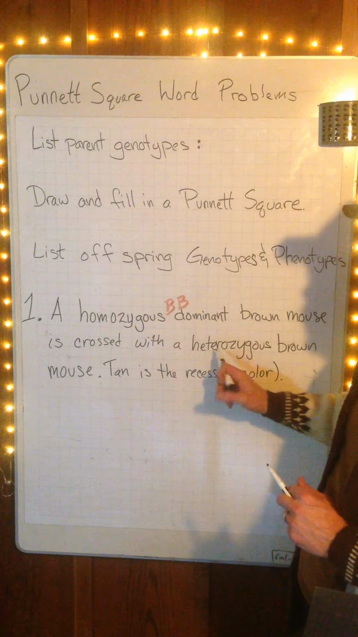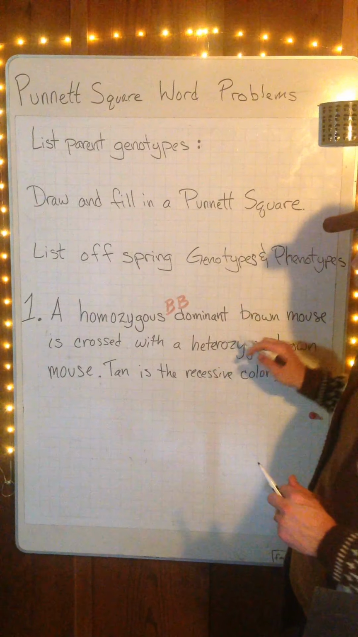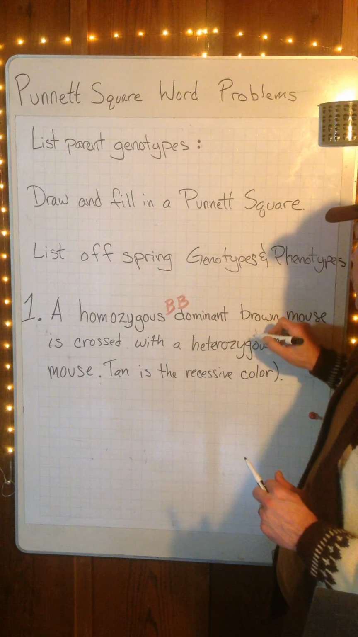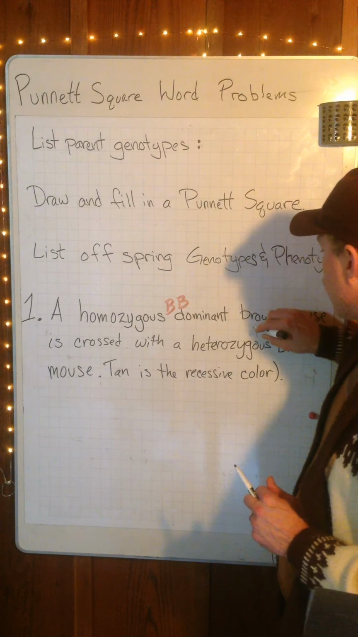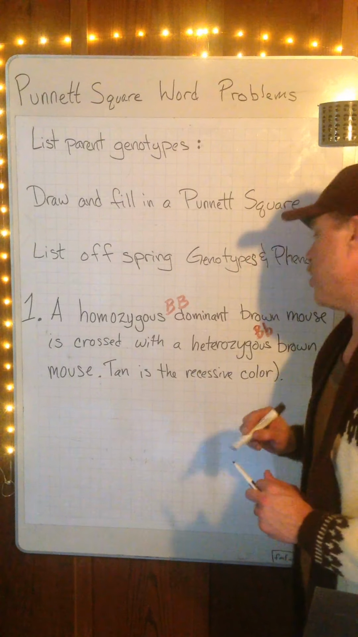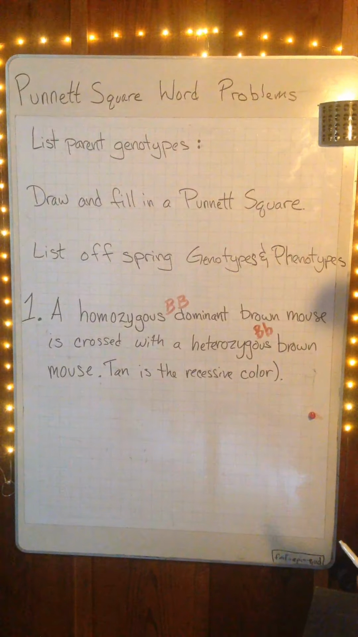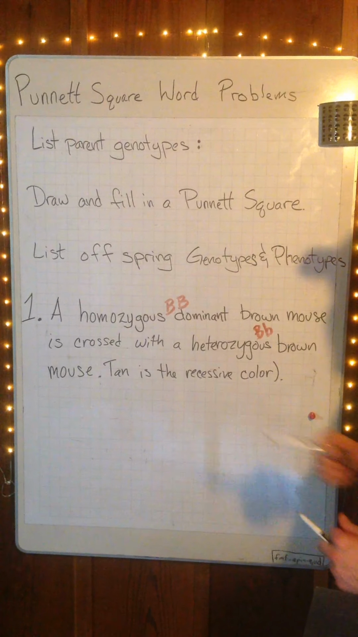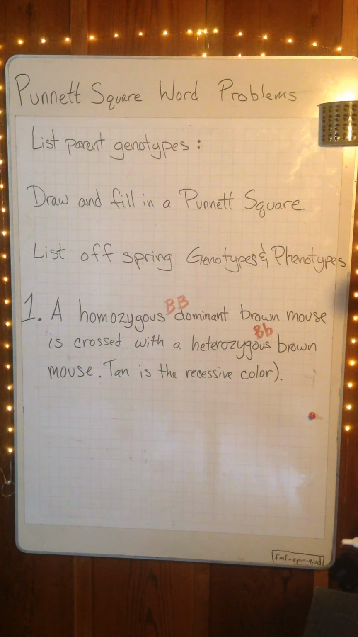A homozygous dominant brown mouse is crossed with a heterozygous brown mouse. So heterozygous means they're different. That means it has to be a capital B and a lowercase b, or big B, little b. So we're going to cross them, and they tell us that tan is the recessive color.